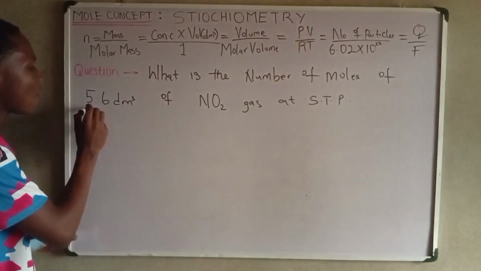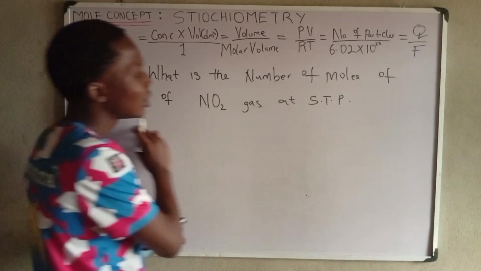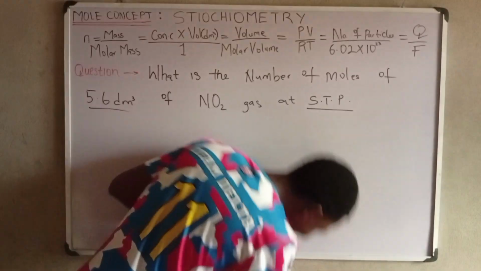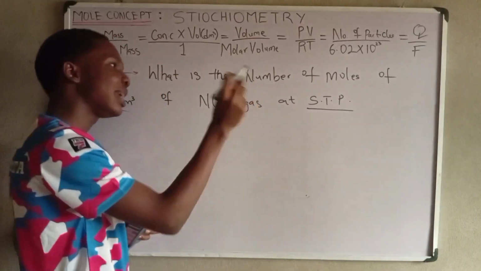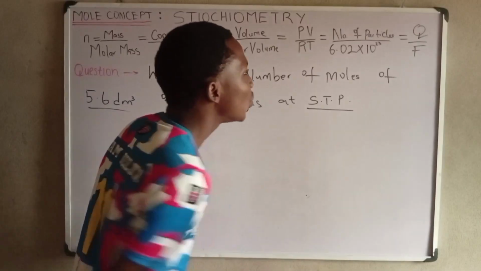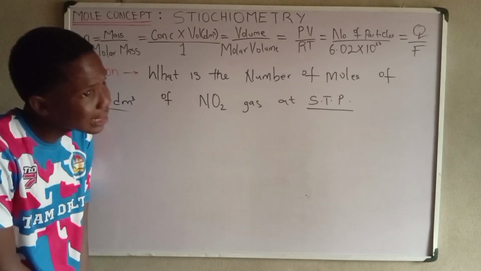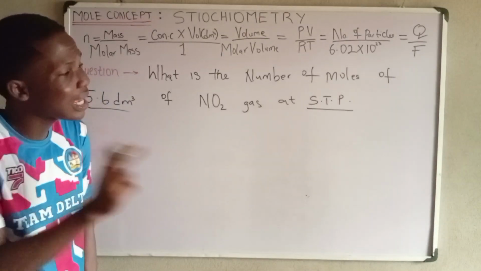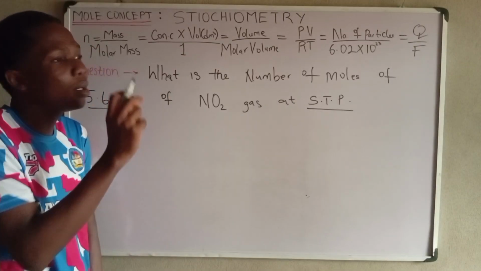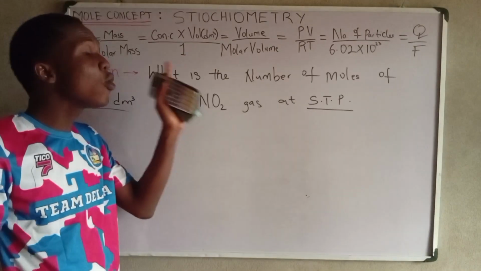Why? Because we have our volume. Now, anytime you see STP, be aware of this thing. STP: standard temperature and pressure. We automatically know that we are going to be needing our molar mass. Take note, our molar mass and our molar volume.